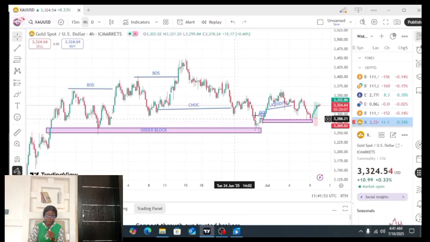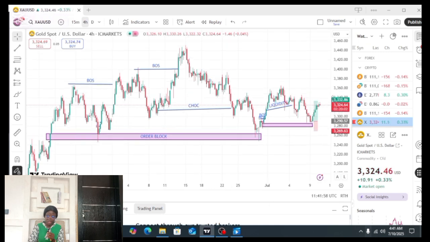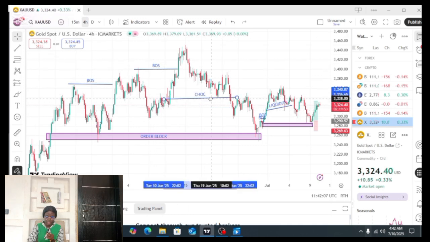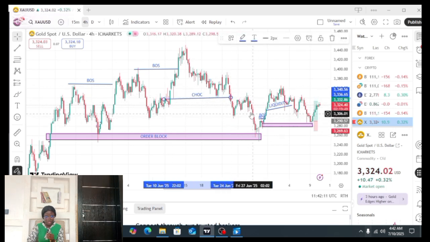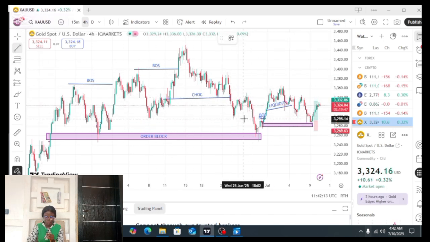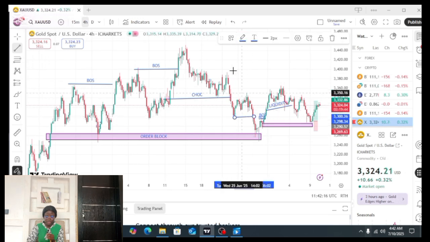Okay, so I was able to identify the trend using the daily. Then I went back to the 4 hours. This is a break of structure, another break of structure. Then right here, the market actually changed direction. That's a change of character. Then there's a break of structure to the downside, which is like a small downtrend. Then it tapped into this zone, this order block.